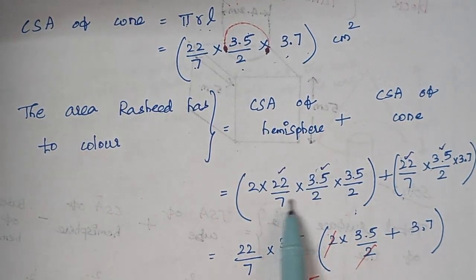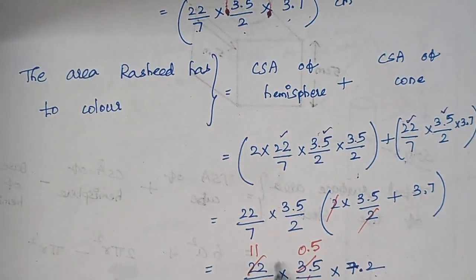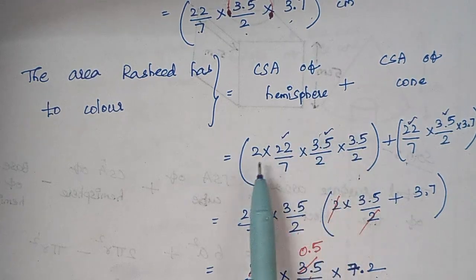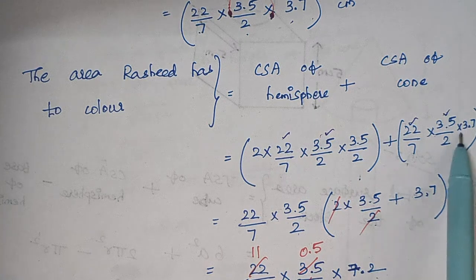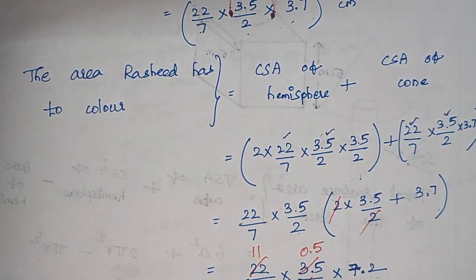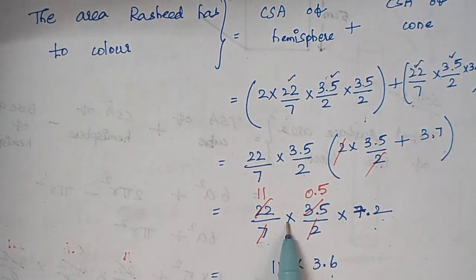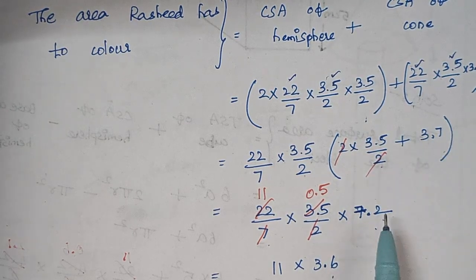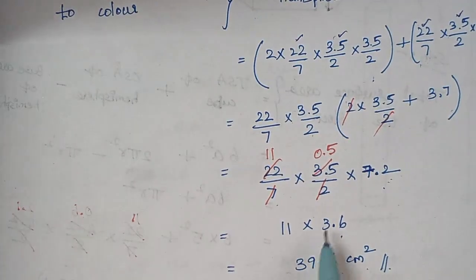So now when I take these two terms commonly outside, that is 22 by 7 into 3.5 by 2. So the remaining terms are, so in this first expression the remaining parts are 2 into 3.5 by 2 plus here it is 3.7. So this 2 and 2 cancels each other, and here finally we will be having 22 by 7 into 3.5 by 2 into 3.5 plus 3.7 gives you 7.2. Right. So here it is.